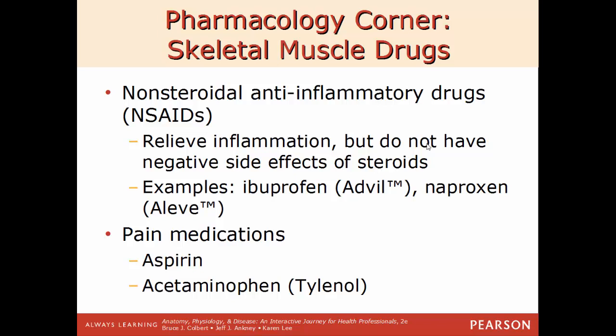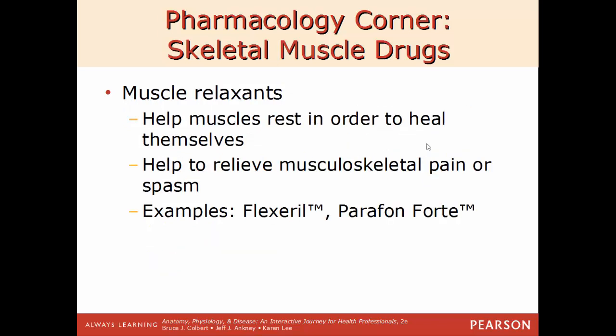Ibuprofen, also known as Advil, that's a trademark name for ibuprofen, and the trademark name for naproxen is Aleve. Some pain medications: aspirin, acetaminophen. Acetaminophen, also known as Tylenol. Some muscle relaxants, like the name implies, will help muscles to rest in order to heal themselves. They're also used to help relieve musculoskeletal pain or spasms. Some common examples: Flexeril and Parafon Forte.